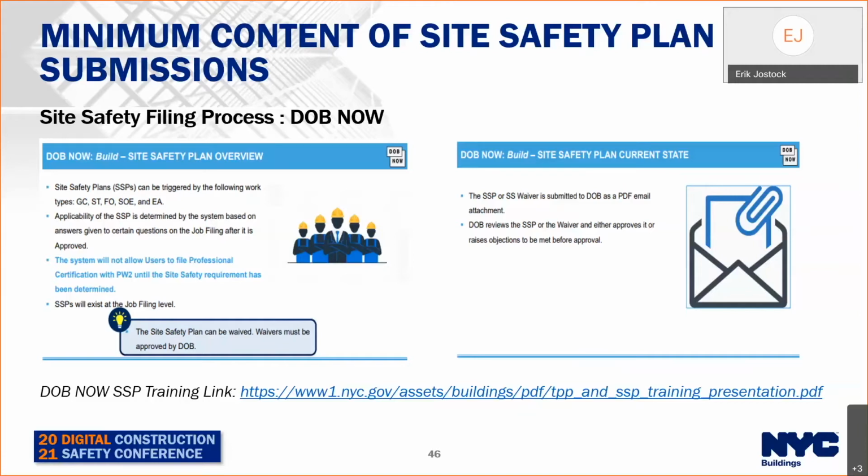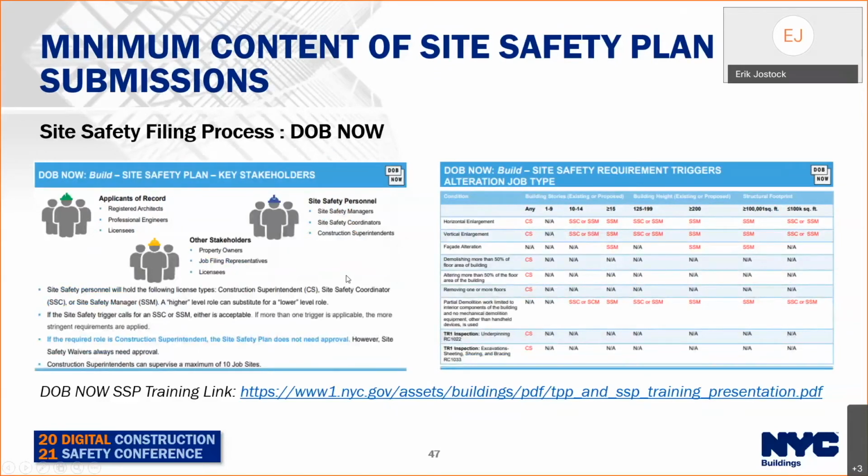The applicability of the site's SSP is determined by the system based on answers given to certain questions on the job filing after it's approved. The system will not allow users to file professional certification with PW2 until the site safety requirement has been determined. SSPs will exist at the job filing level. The SSP or SS waiver is submitted to DOB as a PDF email attachment. DOB reviews the SSP or waiver and either approves it or raises objections to be met before the approval. Below the slide, the DOB Now SSP training link is shown at the bottom of the slide.